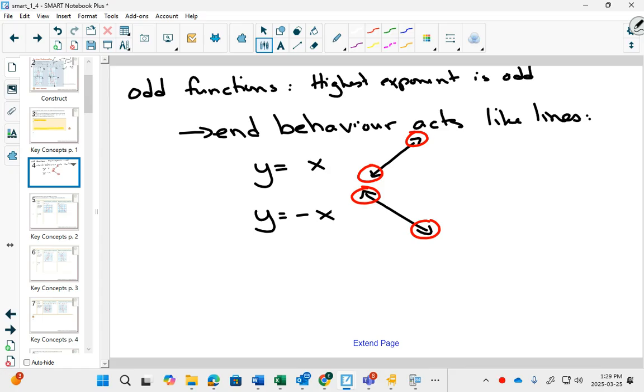Now, if you have an x to the 7 graph, it might have a whole bunch of hills and valleys in between, and then end in the same place. So right now, we're just finding out how do we tell where graphs end. And same thing, we can add a note about even functions.